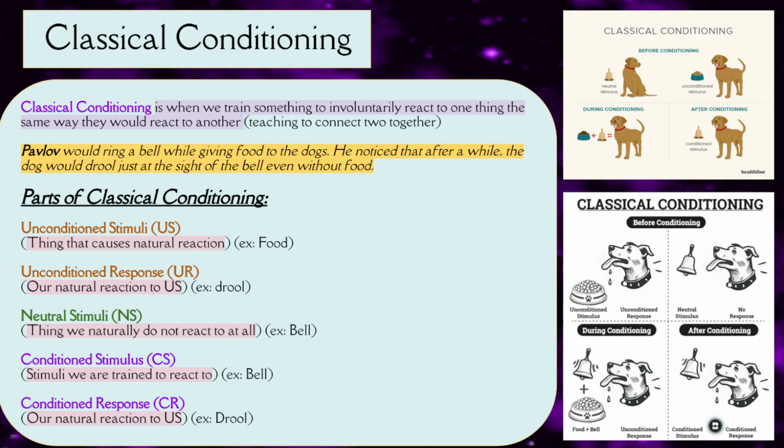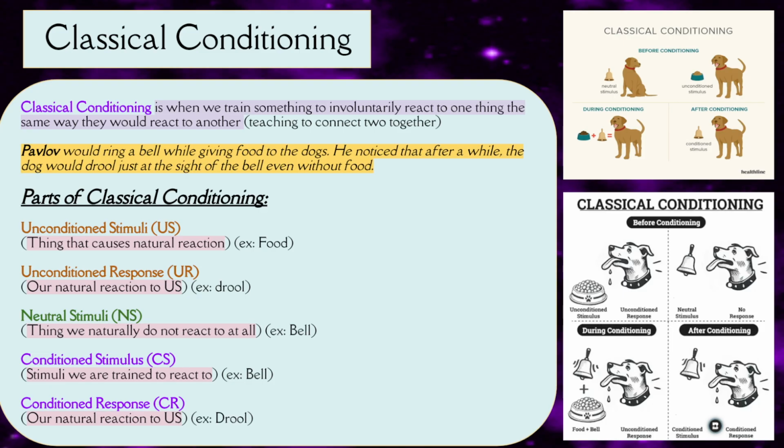Then we have a neutral stimulus. Think of this as the thing that the dog, before training, would never react to. So, in this experiment, that's the bell. The dog never really cares about the bell, doesn't really drool or react in any way when the bell is rung around it before training begins. Think of the N as no response, a neutral stimulus. There's no stimulation, no response.